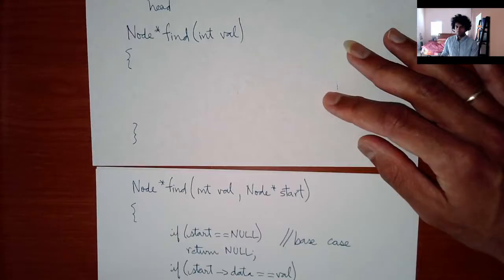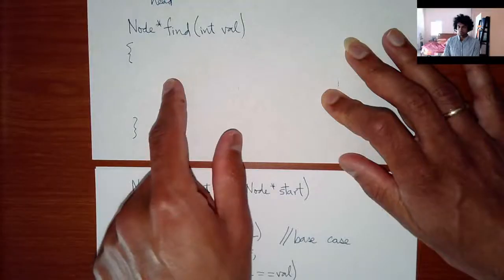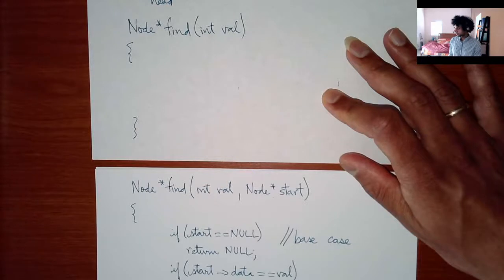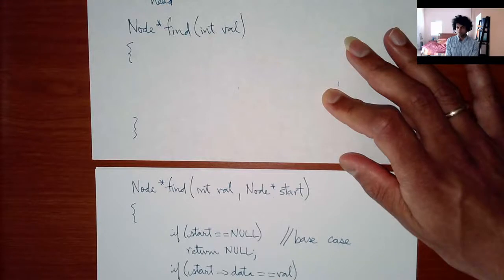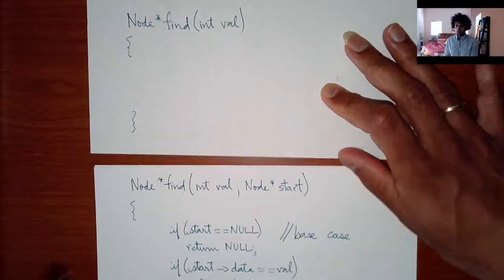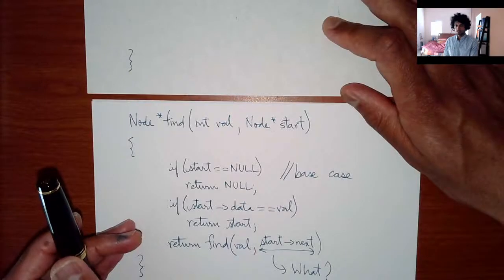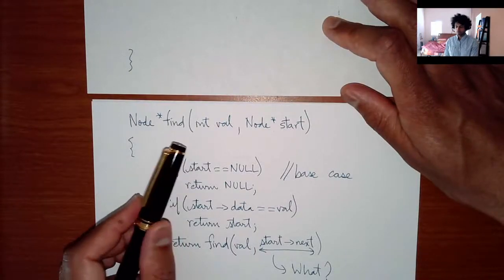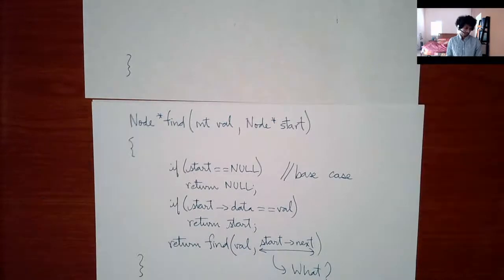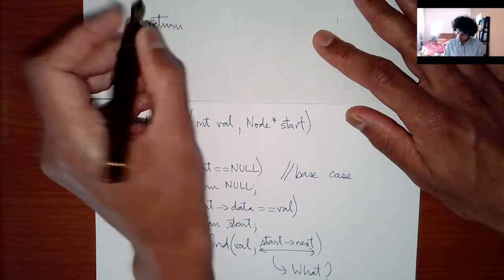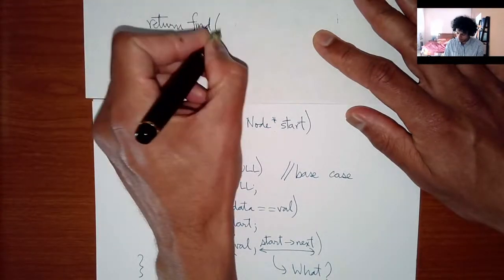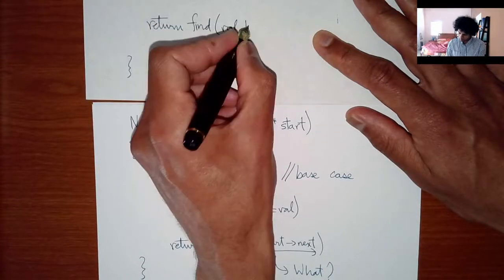But let's see. Okay, so what do I do here? What do I do over there? You can iterate starting at the head and check if a node equals val. I can iterate, but I don't need to iterate. What I want to do is only recursion. So this is a recursive procedure to find. You could return find value and then head, starting at head.